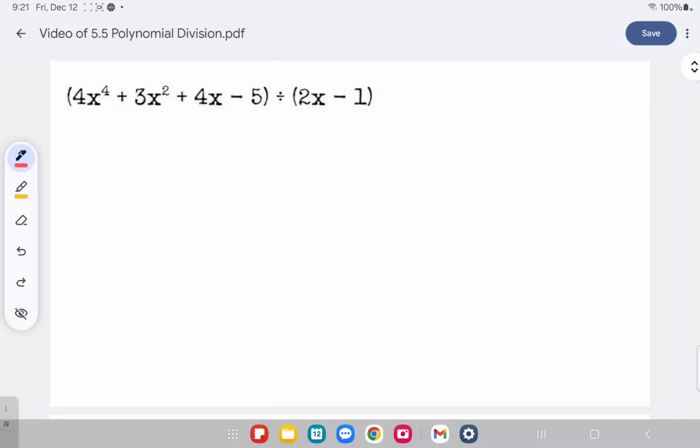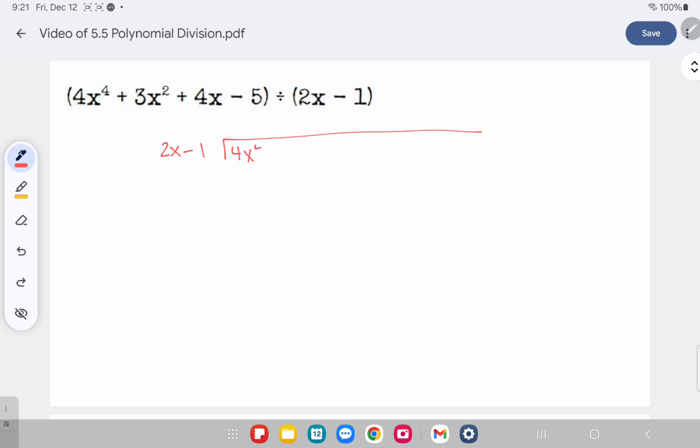We're going to talk about the two different ways that we can divide polynomials. The first way that we can divide polynomials is using long division. When we use long division, we're going to set it up just like a typical long division problem from way back when you first learned long division. Divisor goes on the outside, dividend goes on the inside.